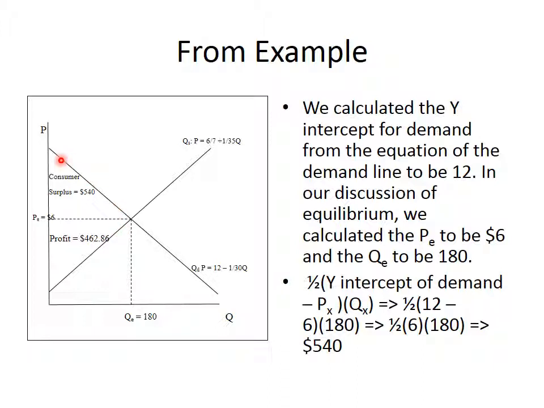Well, the antecedent to that is the distance from the price to the demand curve, to the maximum that a consumer is willing to pay for the product. And so we calculated the y-intercept for demand from the equation earlier in this lecture as 12, meaning that $12 is the maximum anybody would be willing to pay for the fish sandwich, for the product. We calculated the price of equilibrium to be 6, the quantity of equilibrium to be 180.